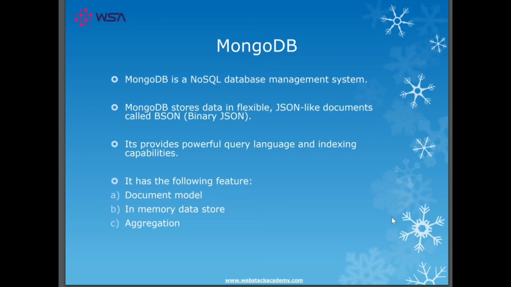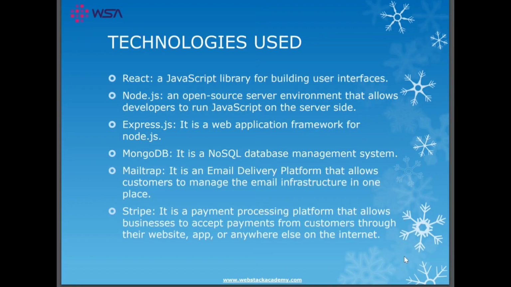Now let's move to another slide, that is technology used. I have used all these technologies in this project, that is React, Node.js, Express.js, MongoDB, Mailtrap, and Stripe. React, Node.js, Express, and MongoDB were discussed earlier, and now let's discuss Mailtrap and Stripe.